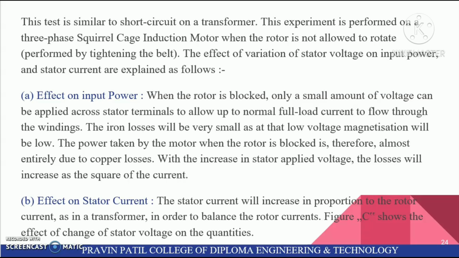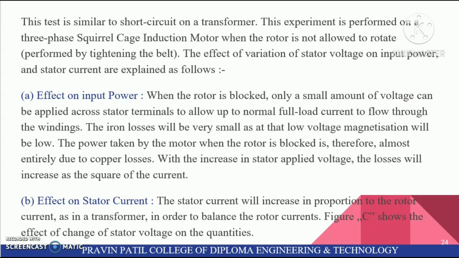When the rotor is blocked, only a small amount of voltage can be applied across stator terminals to allow up to normal full load current to flow through the windings. Iron losses will be very small as at that low voltage magnetization will be low. The power taken by the motor when the rotor is blocked is therefore almost entirely due to copper losses. With the increase in stator applied voltage, the losses will increase as the square of the current.